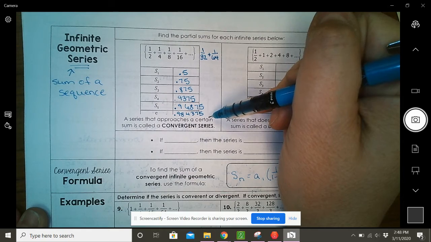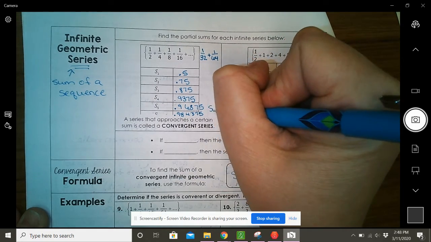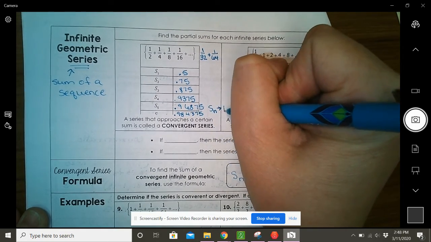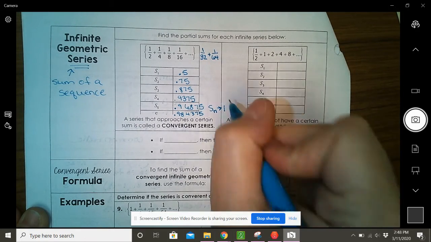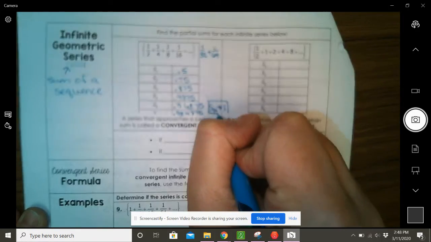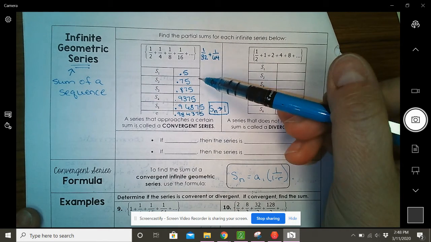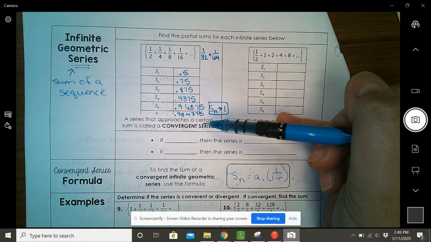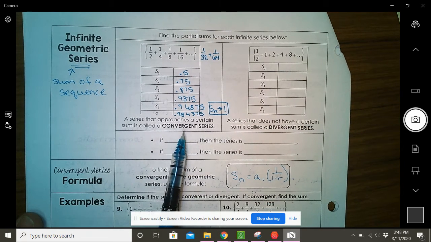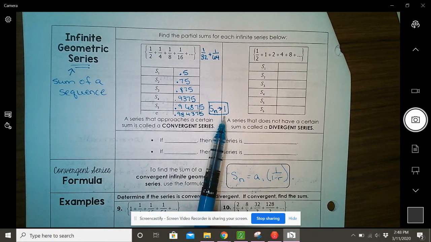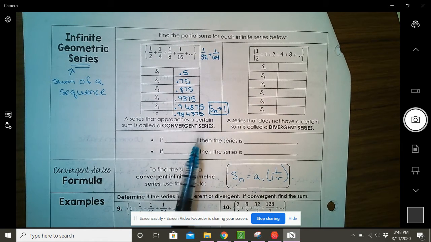You can see where this is moving towards. The sum of this sequence, if I continue adding, is getting closer and closer to 1. It has a definite ending that it's getting to. Even though it's an infinite sequence, when I add all of those infinite parts together, the sum is getting closer and closer to 1. That is called a convergent series: a series that approaches a certain sum, a sum that you can absolutely find.